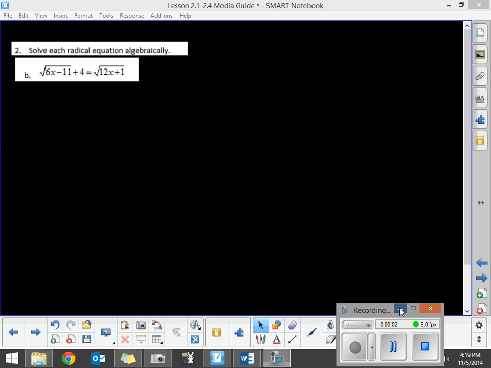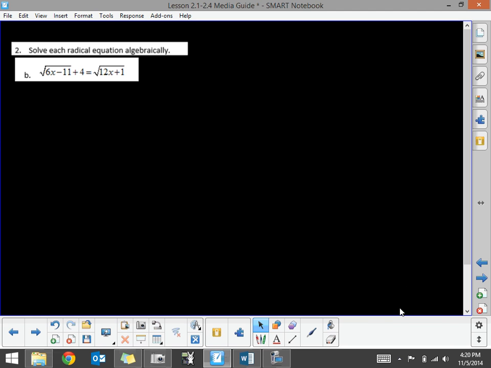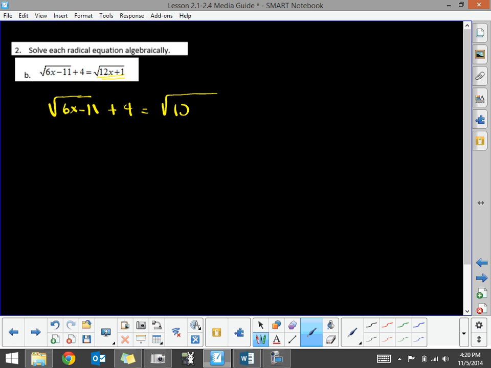Q2b is another radical equation that we're going to solve algebraically. This one is a little bit more complicated just because we have two radicals in the same equation, and we already have the square root of 12x plus 1 isolated, so I'm going to leave that there. So it's the square root of 6x minus 11 plus 4 equals the square root of 12x plus 1.